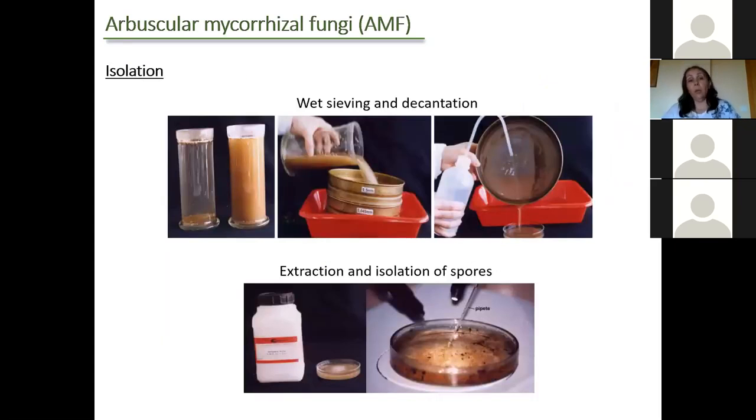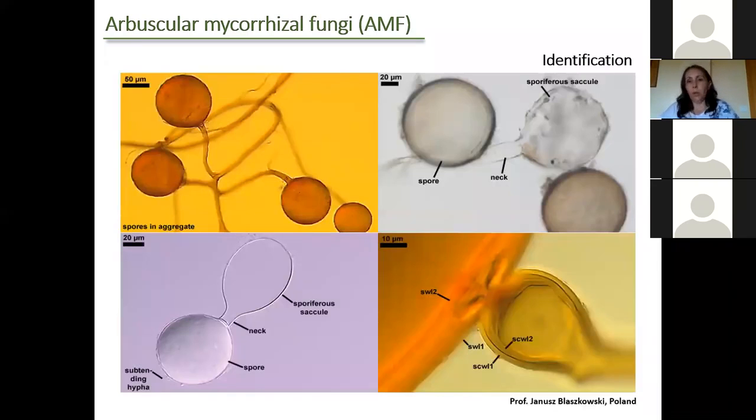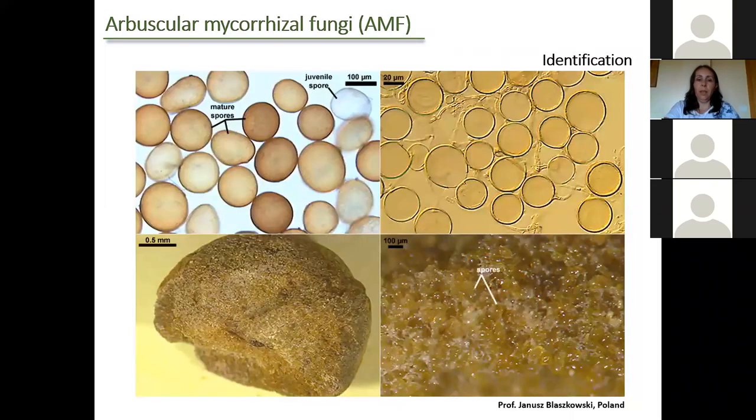So once again, how to obtain this AMF. This is a process a little bit more difficult than those related with PGPB. But to do this, we should proceed with the wet sieving and decantation process of the soil. Then we have to extract and isolate spores, and then we have to identify these spores. And here it's a harsh job, this part of identification. I just want to show you some diversity of spores of AMF, some beautiful pictures. Also this one, just to see the diversity that we can find.